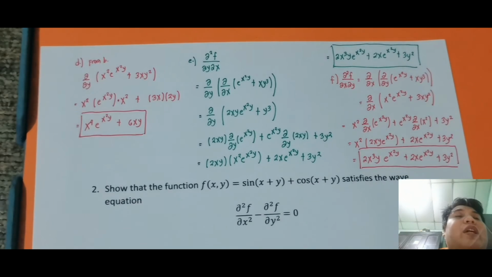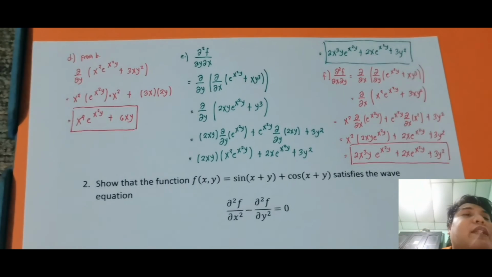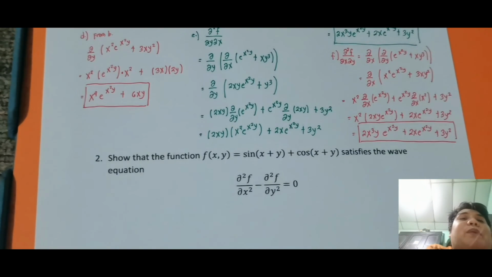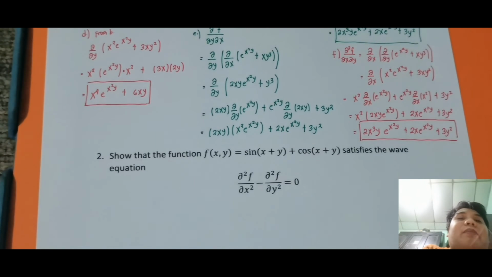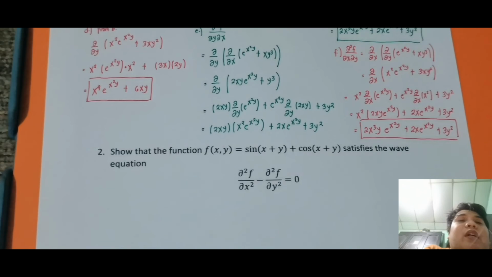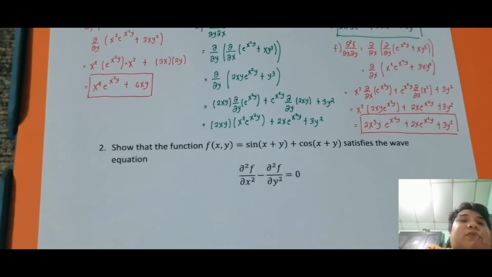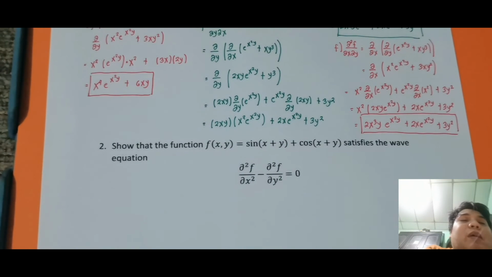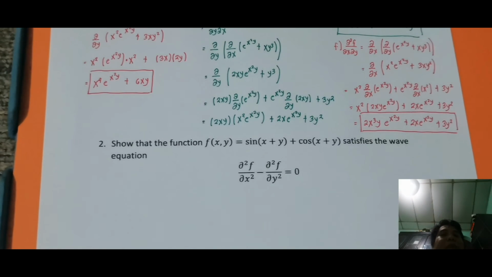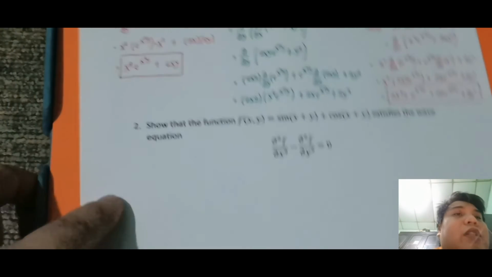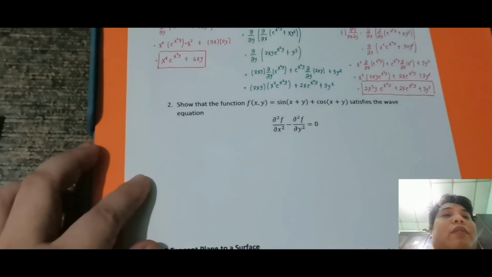Okay, so ganun lang siya ka-basic. So lastly, we have to show that the function f of x comma y is equal to sine of x plus y plus cosine of x plus y satisfies the wave equation, which is the second partial derivative of f with respect sa x minus the second partial derivative of f with respect sa y is just equal to 0. So meaning dalawang beses natin siya di-differentiate, so dapat equal siya sa 0. Okay, so here's the proof. So layo ko na konti.